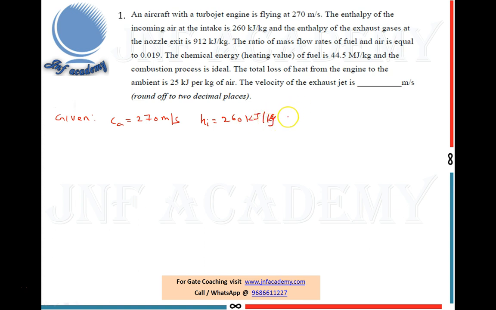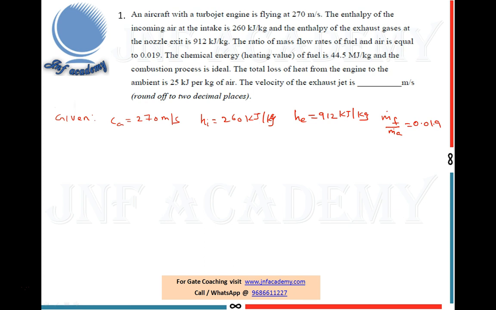is given to be 260 kilojoule per kg. And now the enthalpy of the gas at the exit of the engine, which is nothing but the nozzle, HE, is equal to 912 kilojoule per kg. Now the ratio of mass flow rate of fuel and air, m dot F by m dot A, is given.